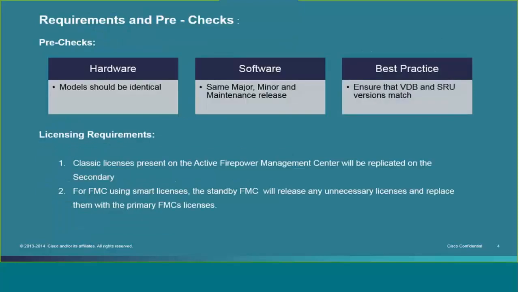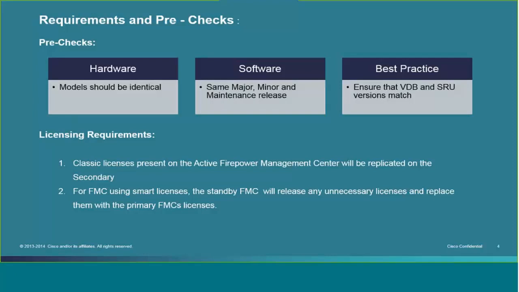Before setting up the HA, there are three main things that we need to check. The first is the hardware. FMC is not supported on virtual environment, so the hardware on both FMC devices which are intended to be put in HA must be identical. The software versions must also be the same. When I talk about software, the major, minor and the maintenance releases should be the same.